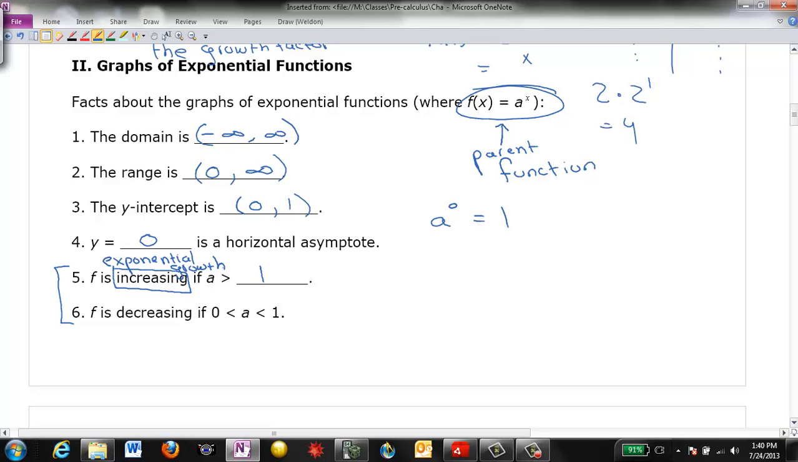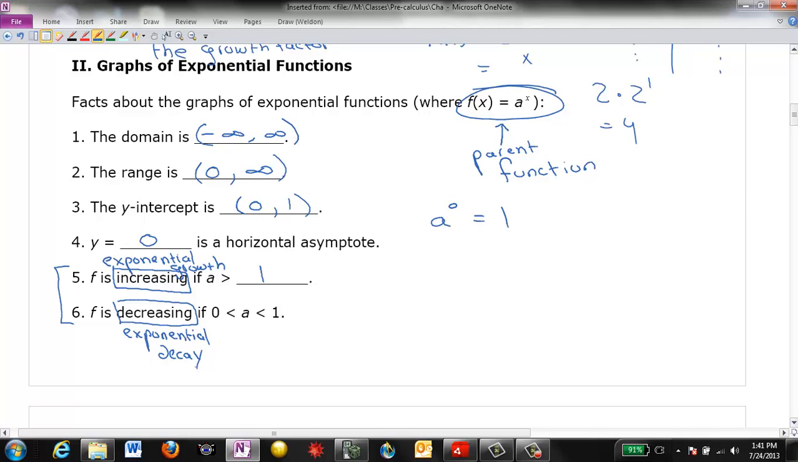Okay, so we say exponential growth. Similarly, in number 6 here, we have another function. If it's decreasing, we call this exponential decay. And this occurs whenever a is in between 0 and 1. Right? So we said a cannot be less than 0, it cannot be equal to 1, but it can take on a value in between 0 and 1. Okay? So, important stuff there.